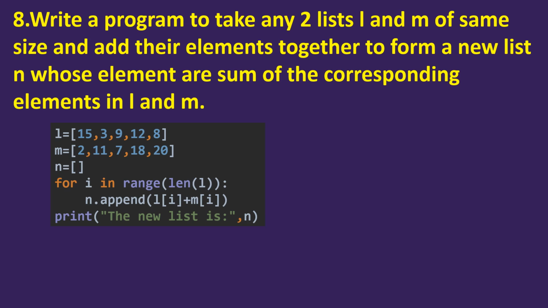Okay, so like this it will add all the elements, taking the corresponding values from list L and M. It will be added and it will be appended with the list N. So at the end of the for loop, your list N will be ready. So once you run the program, you can see the new list is like this, where all the corresponding elements are added with each other.